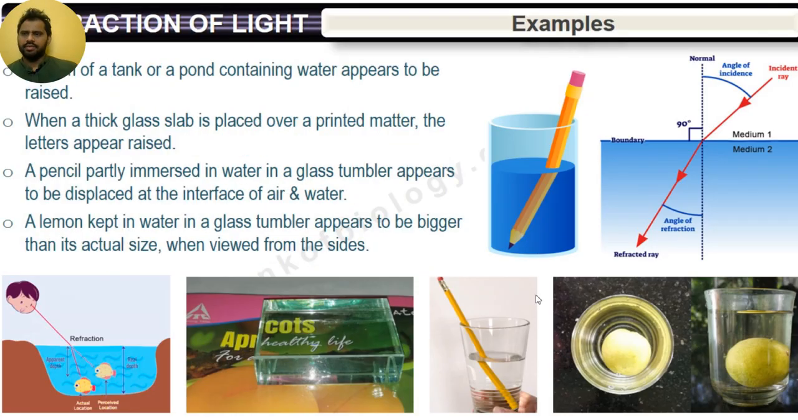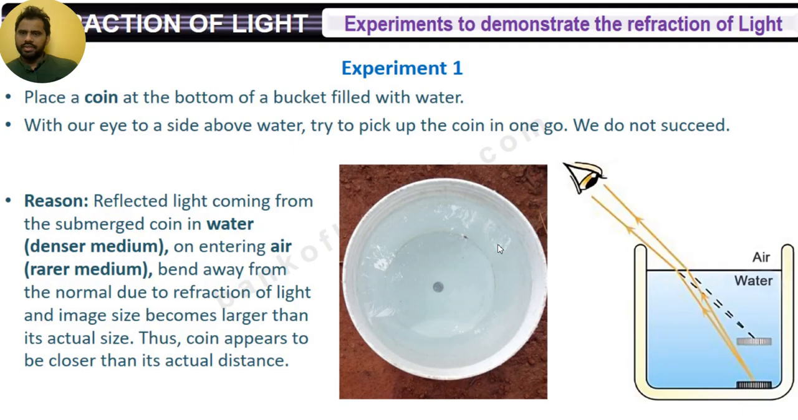Let's move ahead. When a thick glass slab is placed over printed matter, we see refraction there as well. The letters appear raised. A pencil partly immersed in water in a glass tumbler appears to be displaced at the interface of air and water. A lemon kept in water in a glass tumbler appears to be bigger than its actual size when viewed from the sides. Okay, now let's move ahead.